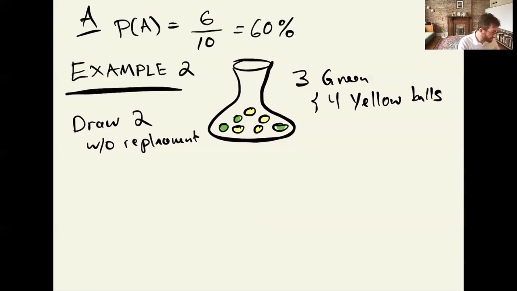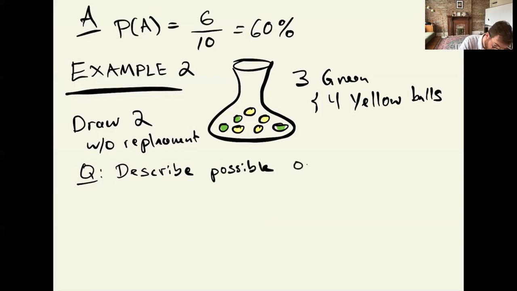So let's first try to answer a question. So here's a question: how do we describe the possible outcomes of this experiment? Where again, this is the experiment here.